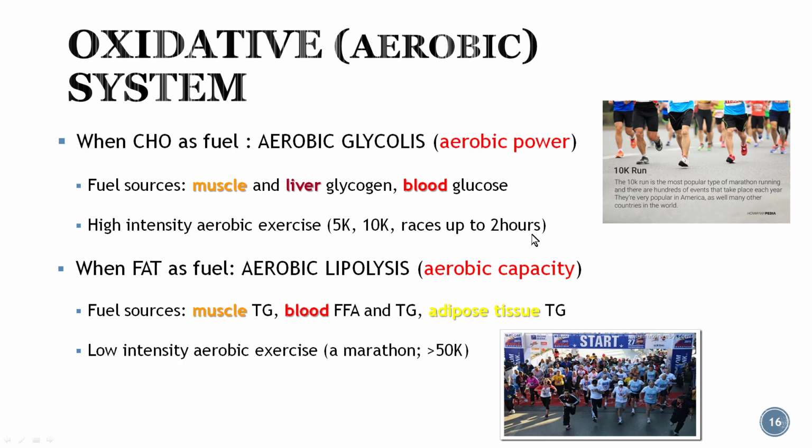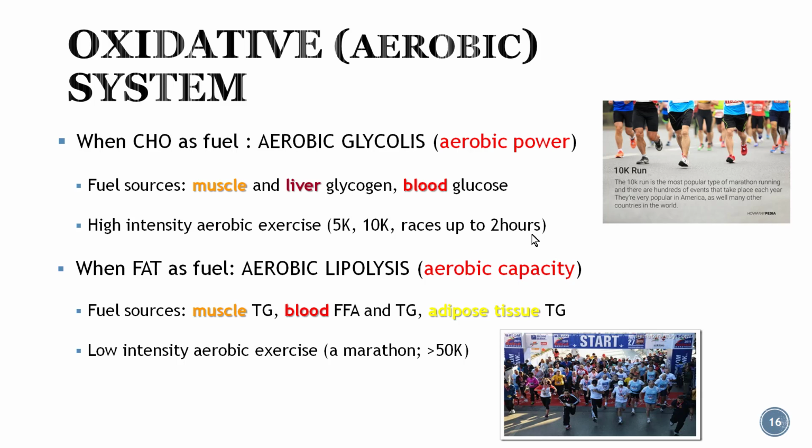Okay. On the other hand, fat becomes the predominant fuel used at lower levels of exercise intensity. Thus, aerobic glycolysis provides most of the energy in high-intensity aerobic running events such as 5K, 10K, and even races up to 2 hours, while aerobic lipolysis may provide significant amounts of energy in more prolonged aerobic events such as ultramarathons of 50 to 100 kilometers, which is equal to 31 to 62 miles. A marathon would be a good example for it too.